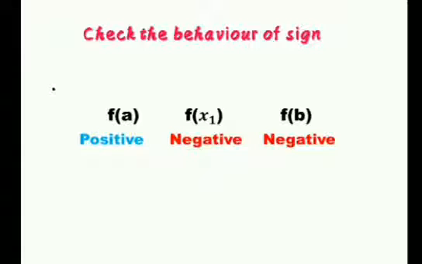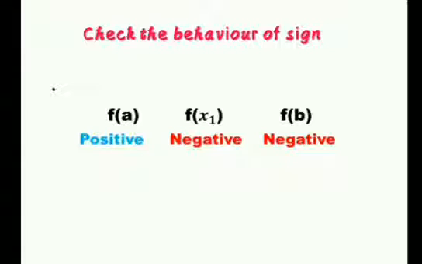So now we check whether it is positive or negative. That is, f of x1 is negative, it moves rightward, that is, f of b is negative. It is the same behavior of the term, which means it is neglected. We choose only the opposite behavior of the term. So f of x1 moves towards the left-hand side, that is f of a, which is positive.